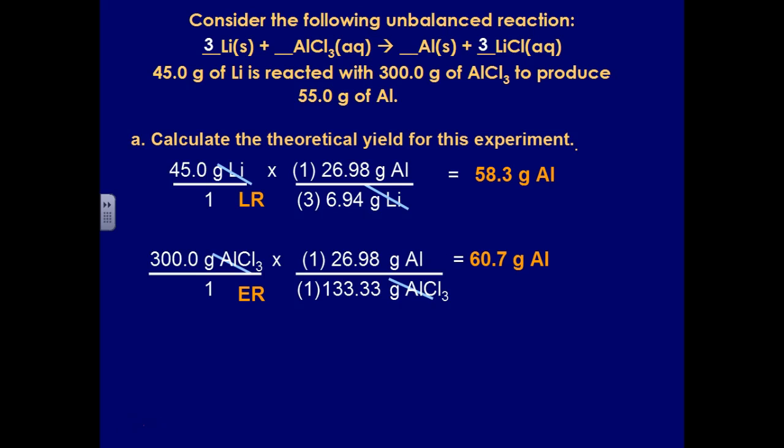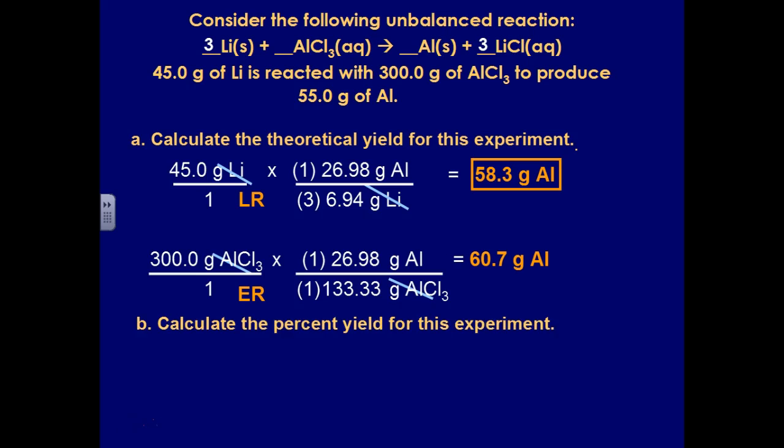My theoretical yield is based on that limiting reactant, which is why I'm not going to worry so much about the 4th sig fig with the 60.7 grams of aluminum, because my theoretical yield is going to be based on that limiting reactant lithium, 58.3. So I won't need to use that second stoichiometry problem for anything else right now, other than identifying what my excess reactant is.